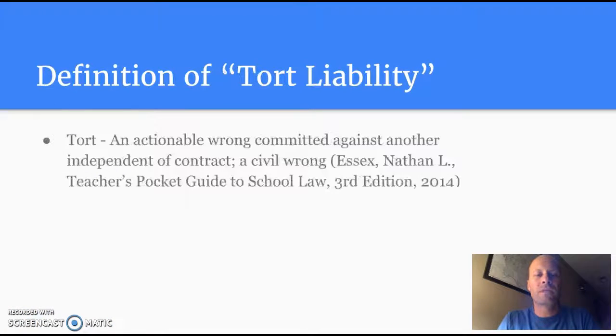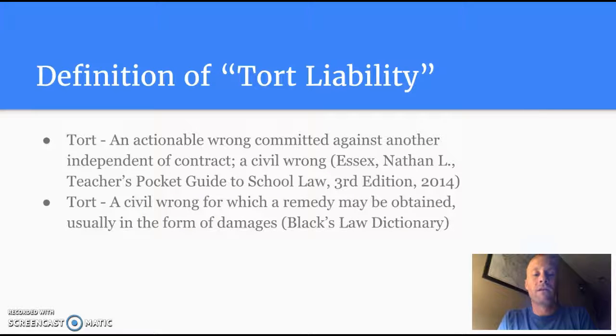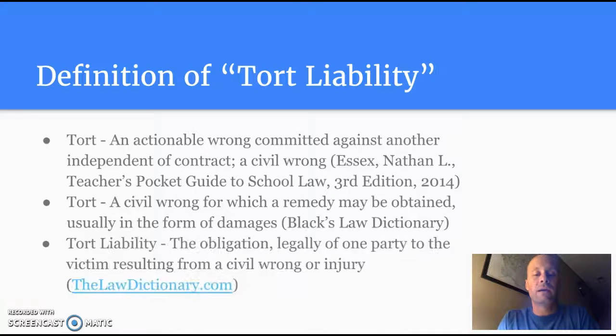Definition of tort liability. First of all, let's define what a tort is. Nathan Ethics, the author of our text for this class, defines tort as an actionable wrong committed against another, independent of contract, or a civil wrong. Black's Law Dictionary defines tort as a civil wrong for which a remedy may be obtained, usually in the form of damages. And finally, lawdictionary.com defines tort liability as the legal obligation of one party to the victim resulting from a civil wrong or injury.